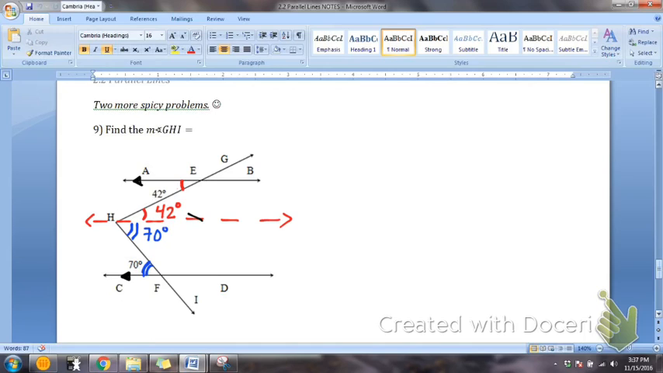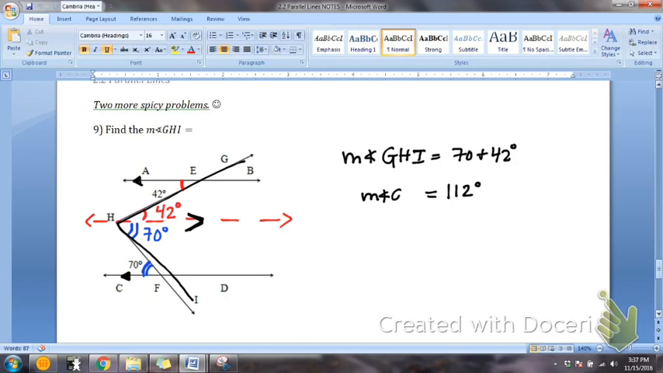And then together, I can add these two angles, and that will give me angle GHI. So showing our work over here is going to say measure of angle GHI is equal to 70 plus 42. And 70 plus 42 is 112. So the measure of angle GHI is 112.